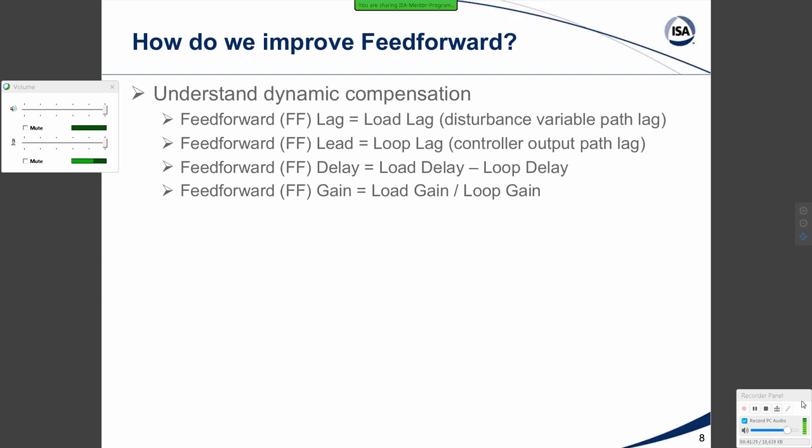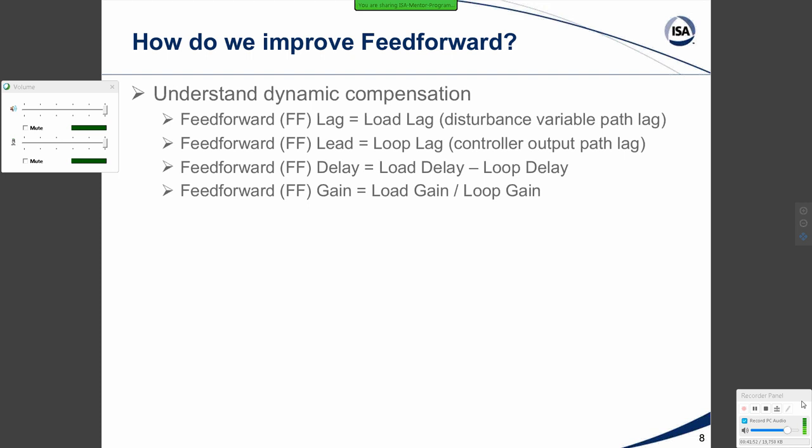And so you just need to do the testing that allows that automatic identification, then that automatic integration of the dynamics needed so that you have a good correction based on that disturbance or upset.